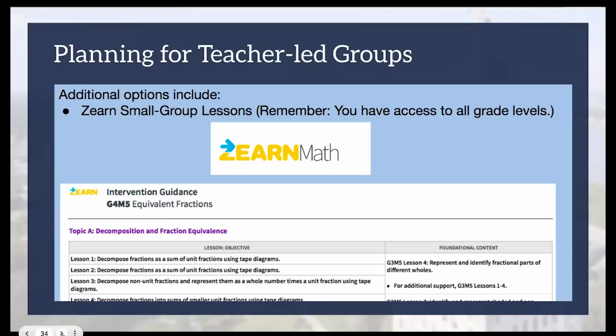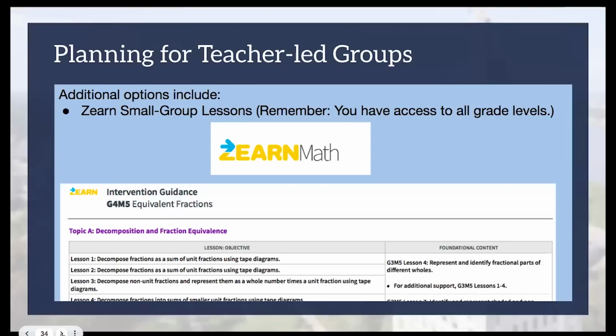Remember, in our K-8 classrooms, we have access in our district to Zern. Zern on its own is a standalone Tier 1 curriculum. So it accompanies our Eureka Math curriculum or any Tier 1 curriculum very well. And so we have a lot of things that are available there. So what are some things that you could use for your teacher-led group that are there?